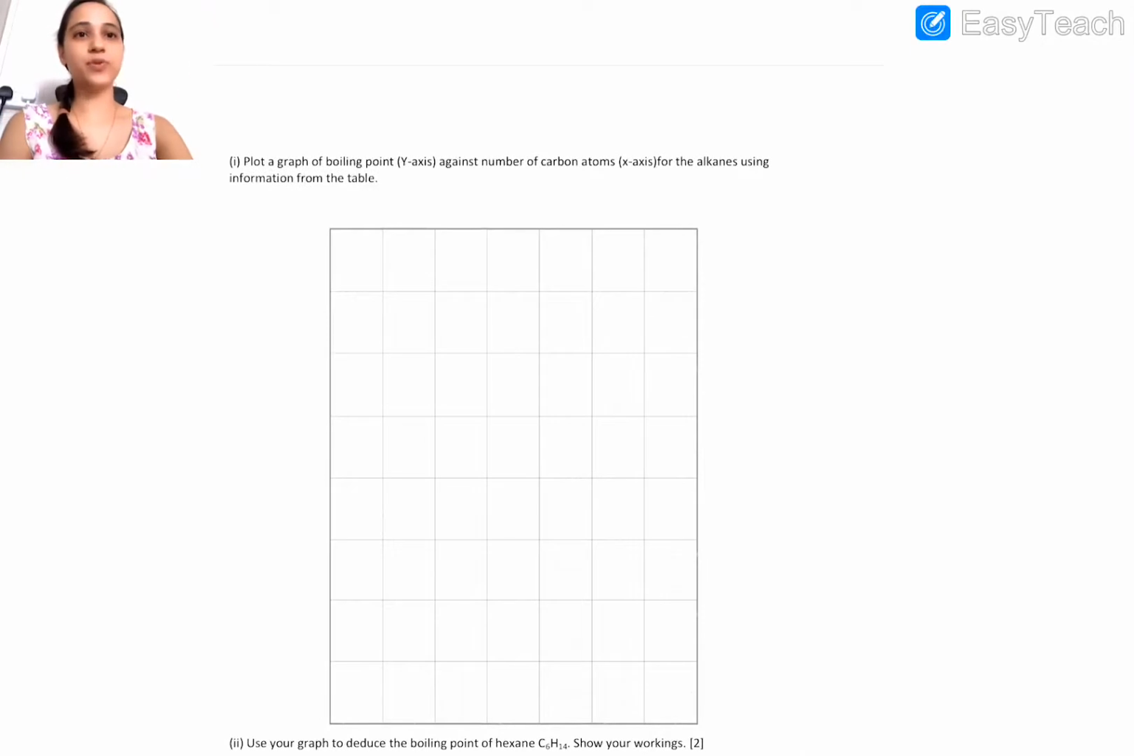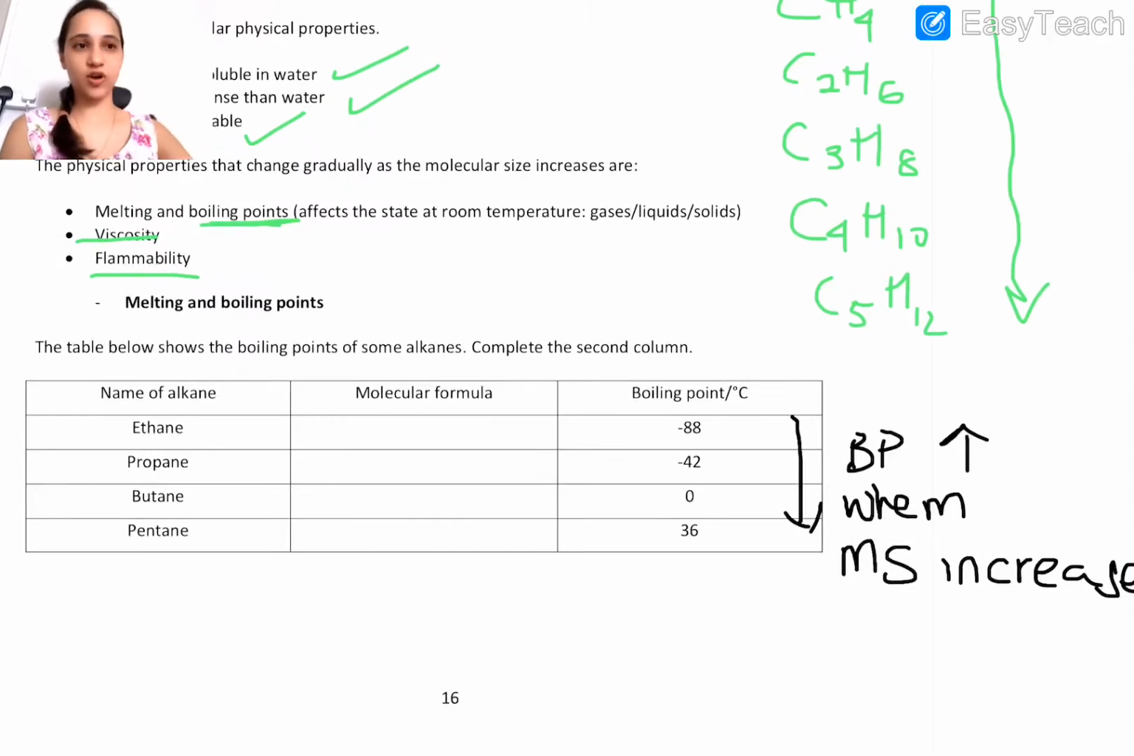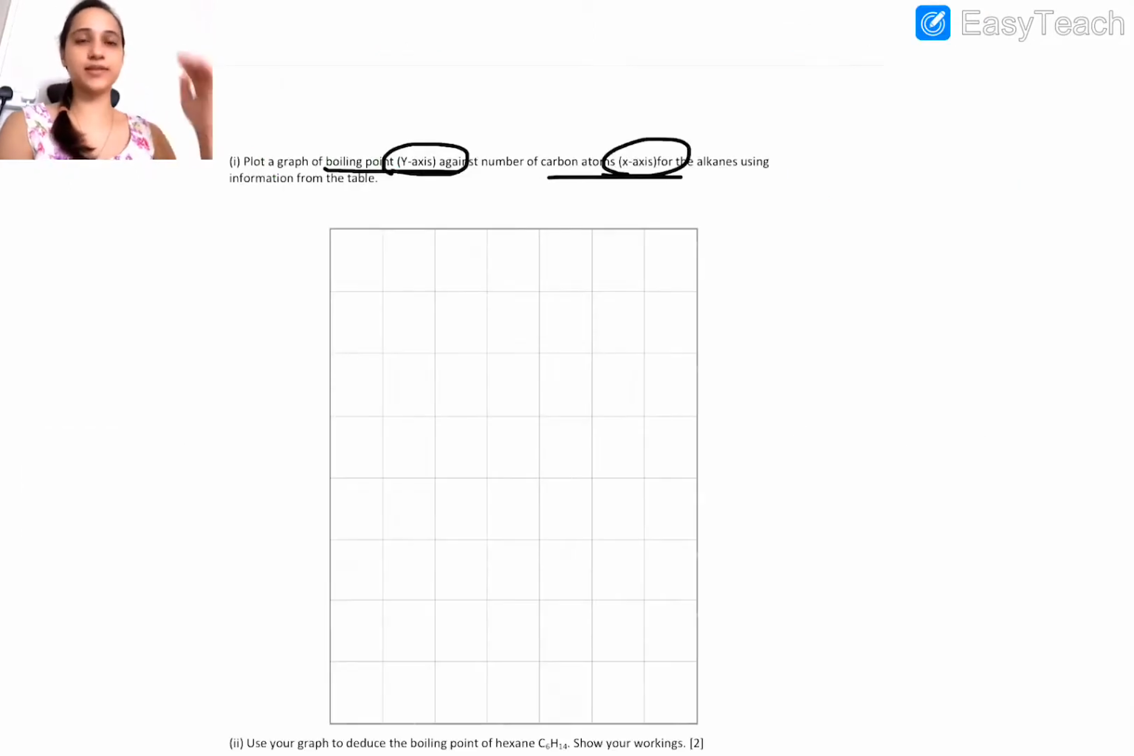And now plot a graph of boiling point on the y-axis and carbon atoms on the x-axis for the alkanes using information from the table. So you'll have to plot number of carbons against boiling point. You can do that in your copybook. You can just draw a sketch of it. If you have graph paper, you can do it on graph paper, or you can sketch it in your copybook. So go ahead, pause the video, and then you can check your answer.